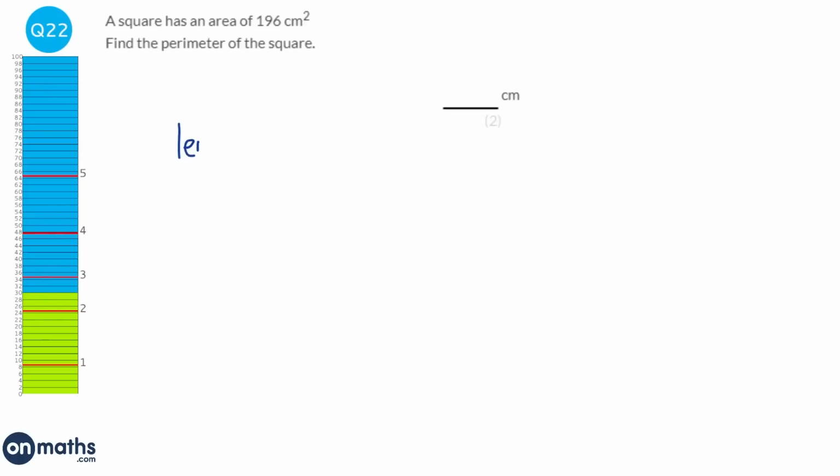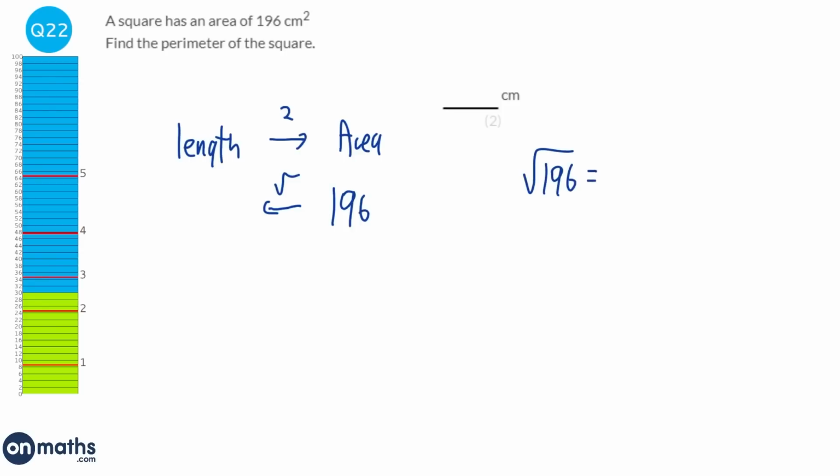To get from the length of a square to the area, we square the length. To work backwards, what we do is we square root, because the inverse of square is square root. So we've got 196, and we're going to square root it to find the length. So we work out the square root of 196, which is what number times itself is 196. And you should learn them from 1 to 15, so you should know all of the square numbers from 1 to 15. So you should know that the answer is 14. So the length, therefore, is 14.